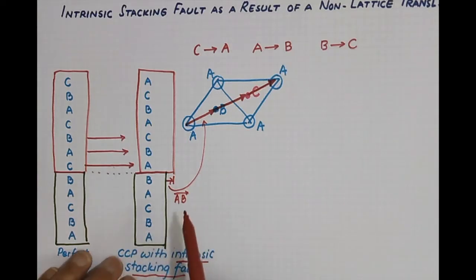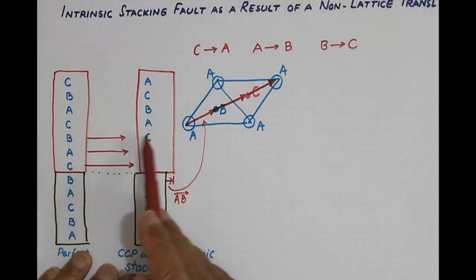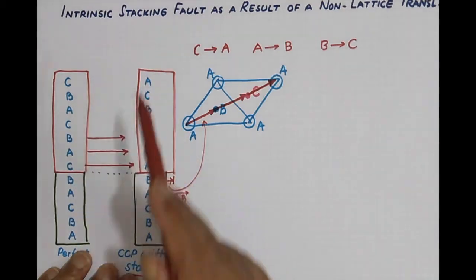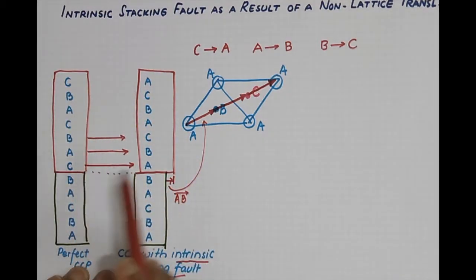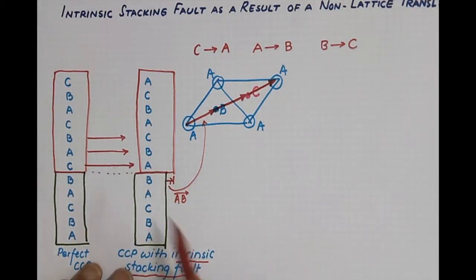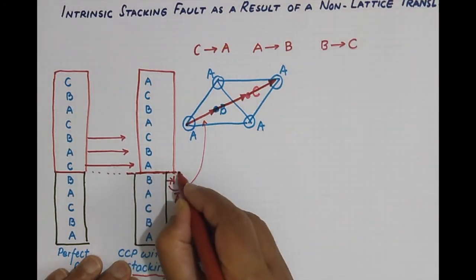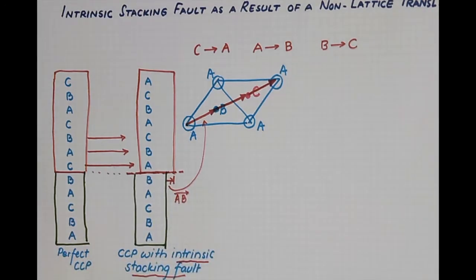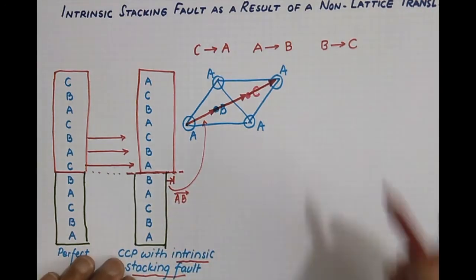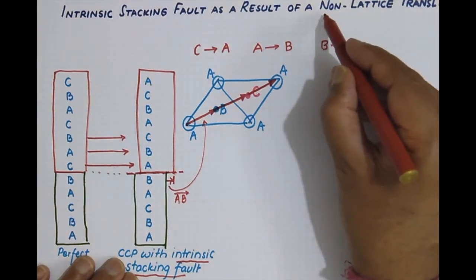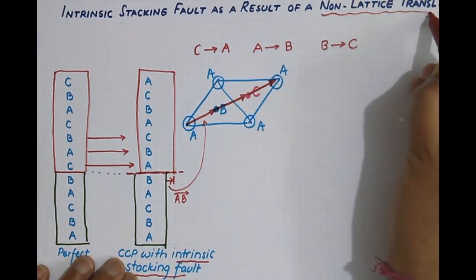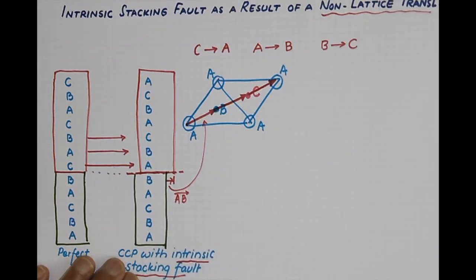So A to B vector will take A to B, B to C, C to A, and so on. So this entire top half will be shifted and come to a new position, and this plane then will become a fault plane. So this is a translation interpretation, but the translation vector, this A to B translation vector, is not a lattice translation. Let us establish what this translation vector is.